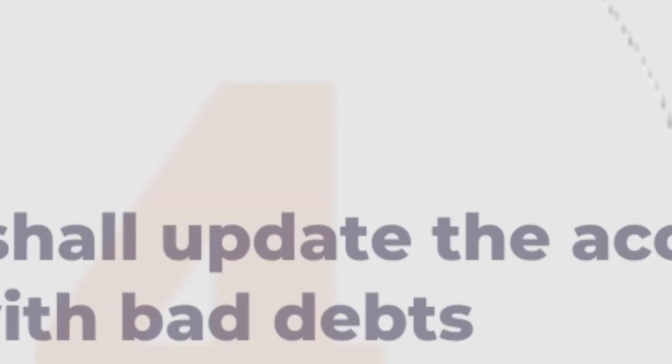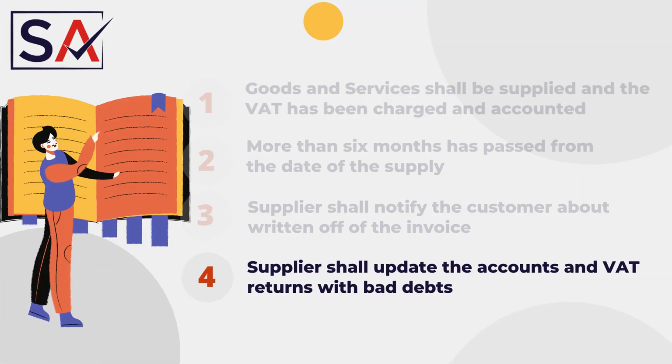Number 4. Supplier shall update the accounts and value-added tax returns with bad debts. This means the supplier has to write off the whole or part of the consideration for the supply as a bad debt in its accounts. It is important to note that the bad debt relief can only be taken to the extent of the consideration written off in the accounts. Therefore, if only a part of the consideration is written off, a bad debt relief can be taken only to the extent of such written off consideration.